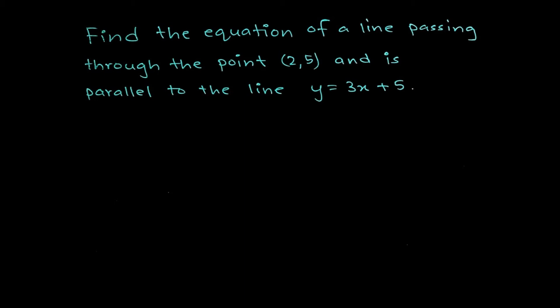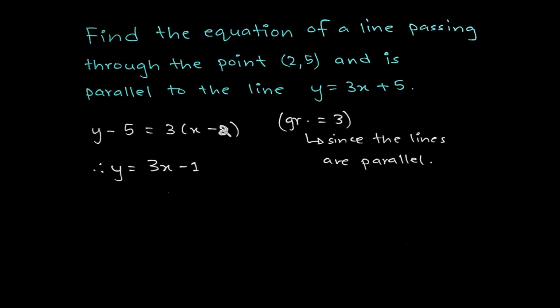We are told to find the equation of a line that passes through the point (2, 5) and is parallel to the line y = 3x + 5. Here, since the lines are parallel to each other, the gradient is the same. Therefore, we can say that the gradient of the line given is 3, so the gradient of our line will also be 3. We know a point, we know the gradient. Now we'll just simply put the values in our general equation and find the equation of the line.